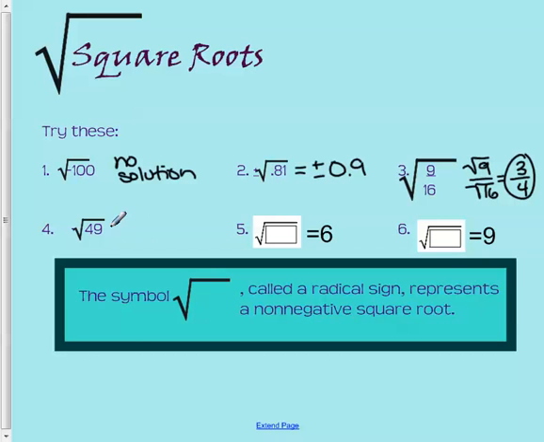7 times 7 gives me 49, so I know that my answer here is going to be 7. 6 times 6 gives me 36, so if I wanted to find the number that goes under the radical, it would be 36. Here, 9 times 9 gives me 81, so the reverse of that, if I put the square root of 81, does in fact equal 9.